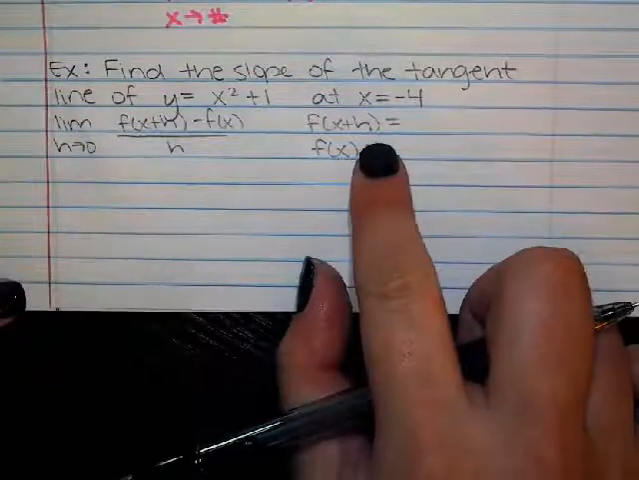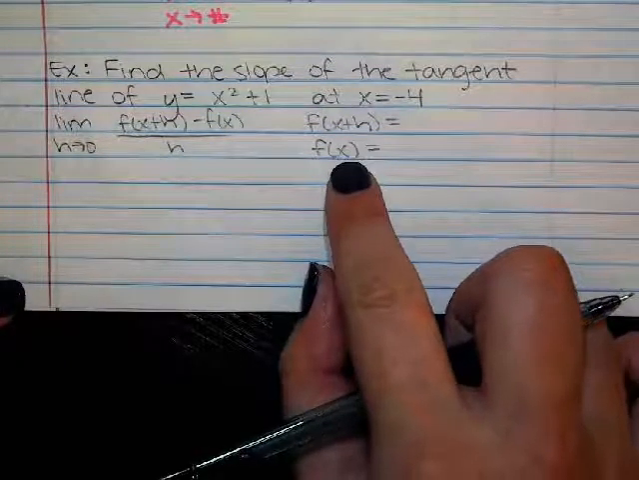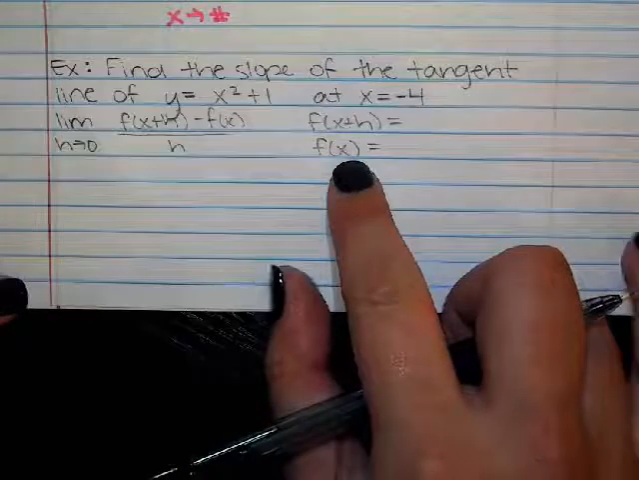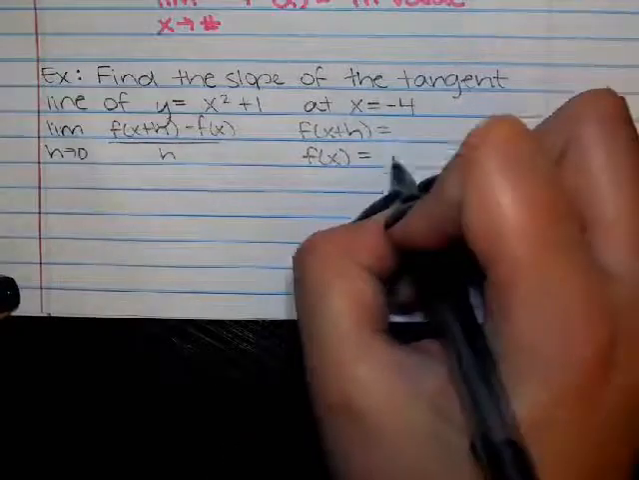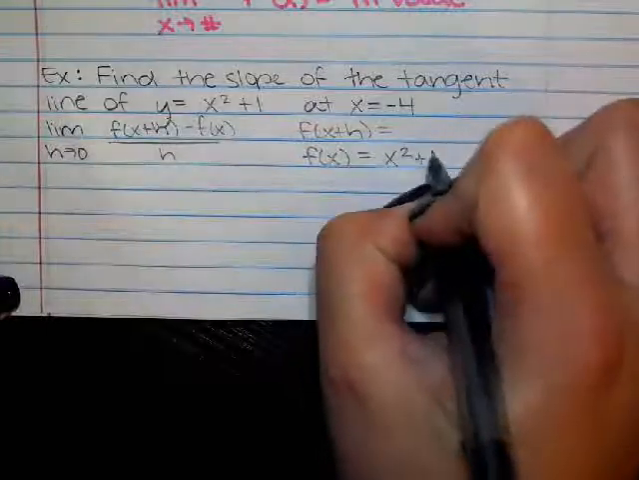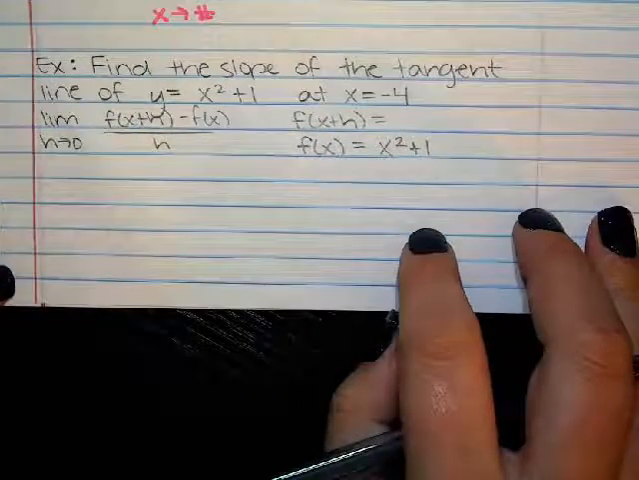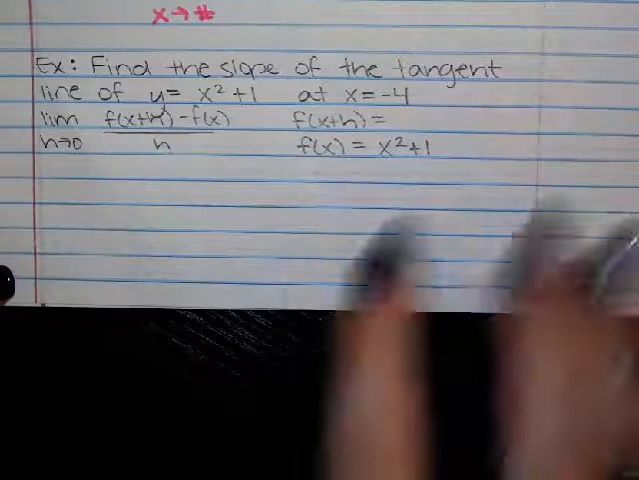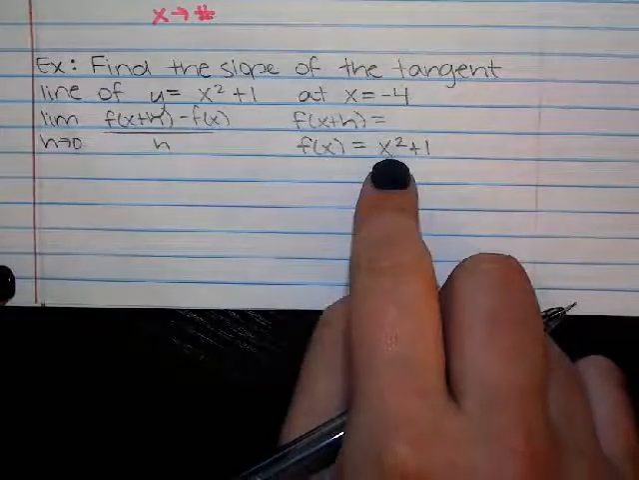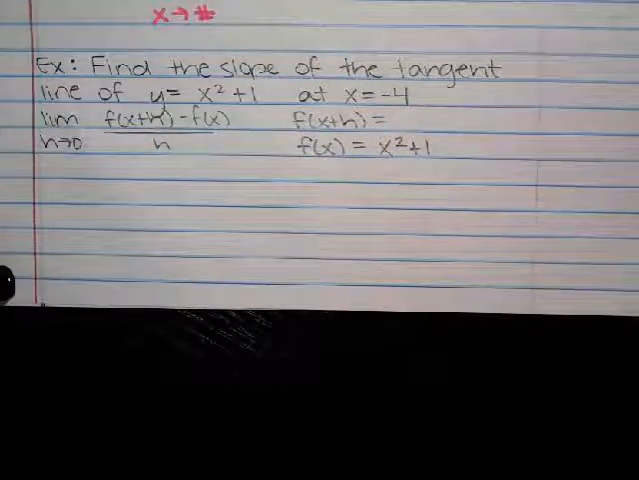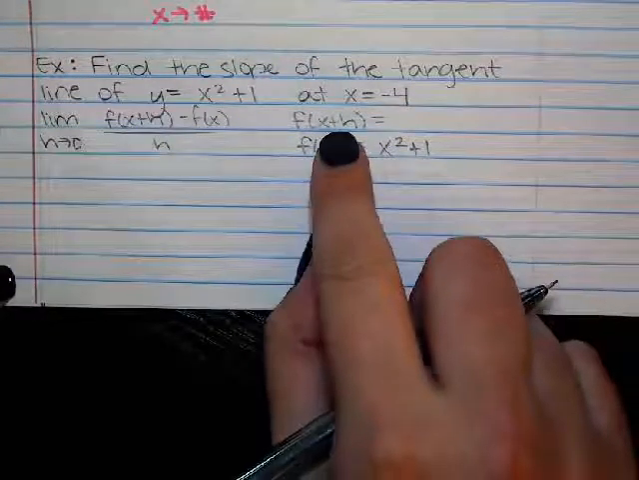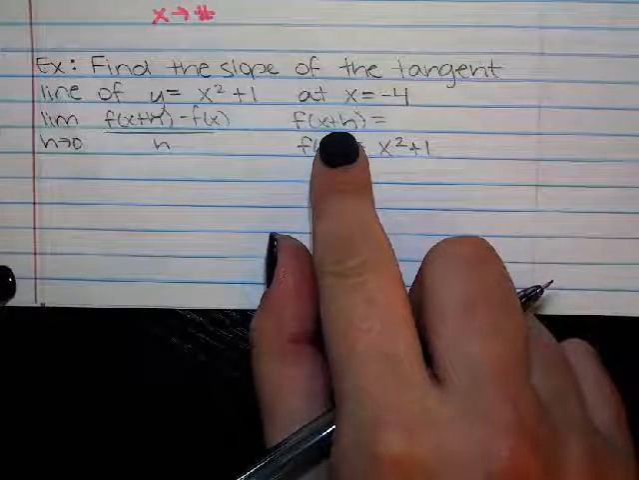So we'll start with the easy one. What is f of x? X squared plus 1. Okay, that's the easy one. X squared plus 1. Okay, the one that is slightly harder, but not too bad, especially after the summer assignment, right? Especially after that. What is f of x plus h?